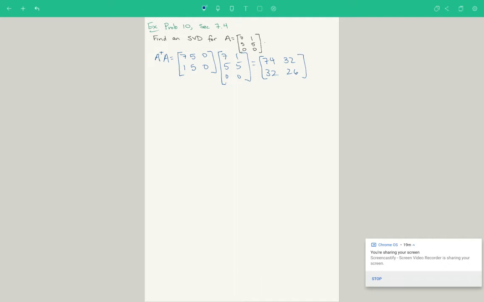So here's our A transpose A, and now we want to find the eigenvalues. We find the eigenvalues exactly the same way as we've been doing, namely taking A minus lambda I. In this case, that would be 74 minus lambda, 32, 32, 26 minus lambda. Then we take the determinant of that to get our characteristic polynomial. That's 74 minus lambda times 26 minus lambda, our on-diagonal entries, subtracting off the product of our off-diagonal entries. If you simplify this down, you'll get lambda squared minus 100 lambda plus 900.